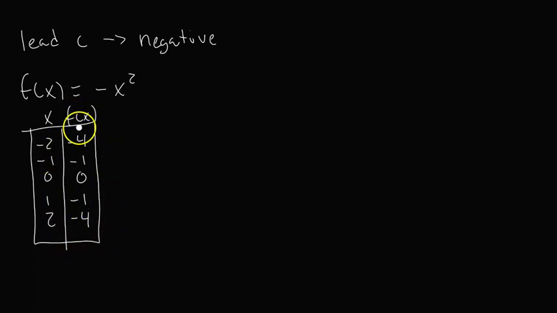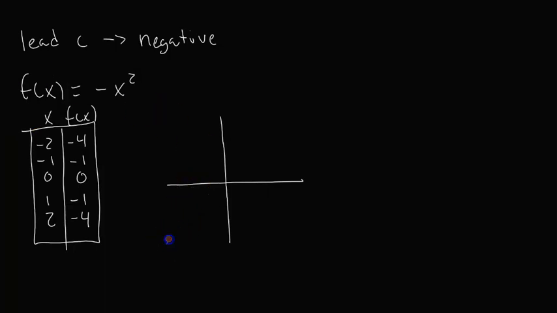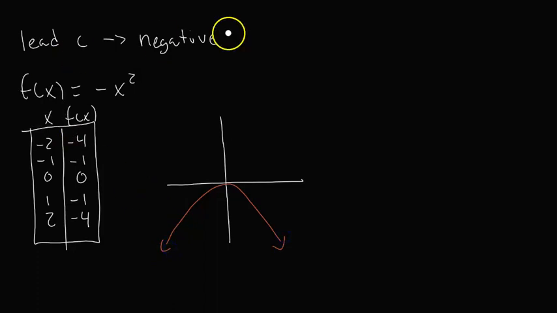Notice that all of the values are again negative. Thus, if we wanted to graph this, it would look something like this, like an inverted U shape or an N shape in this case. So if we want to look at the end behaviors, we can see that these are going down and down.